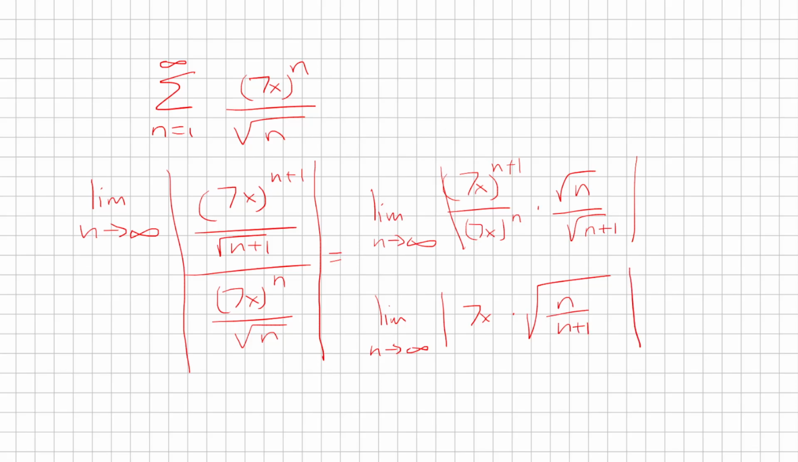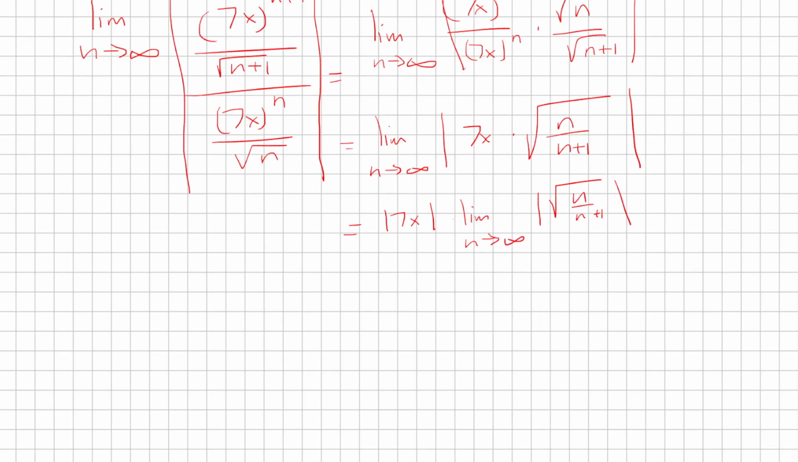Okay. Now, the 7x does not depend on n, so I can just pull that out and I take the limit as n approaches infinity of the absolute value of square root of n over n plus 1. So we know that this limit is going to 1, and we want this to be less than 1. Right? So the ratio test says the limit has to be less than 1 in order for it to be convergent.